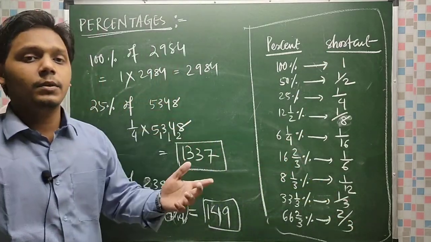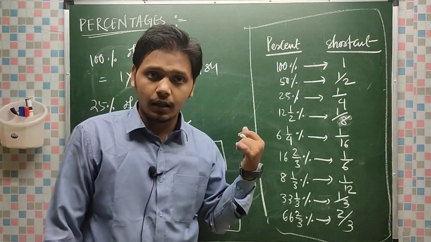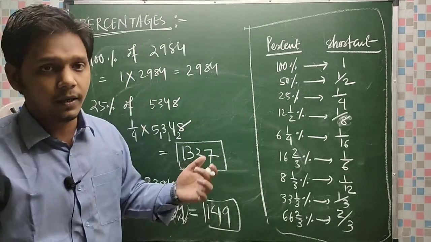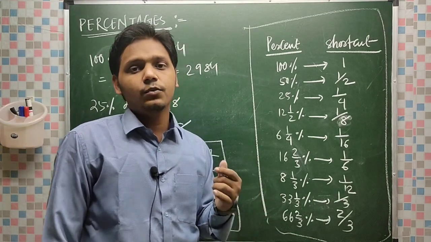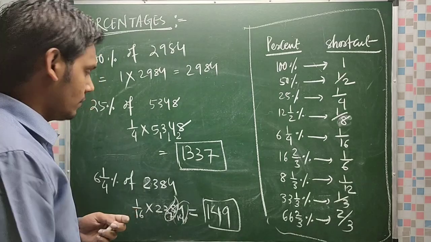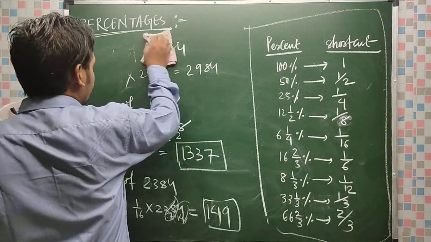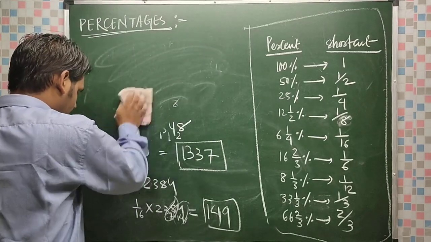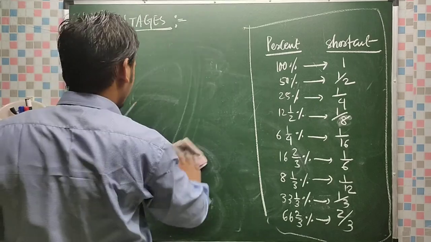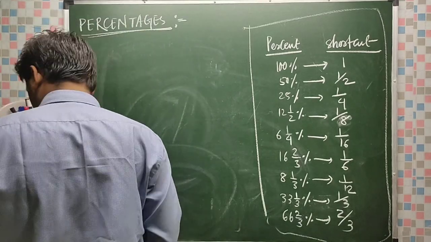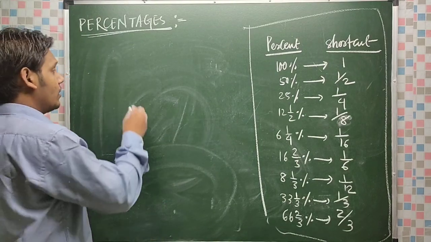And in the exam, if a question comes, the shortcut of 50% is 1 by 2. The shortcut of 66 whole 2 by 3% is 2 by 3. The shortcut of 12 whole 1 by 2% is 1 by 8. So one number we will discuss.